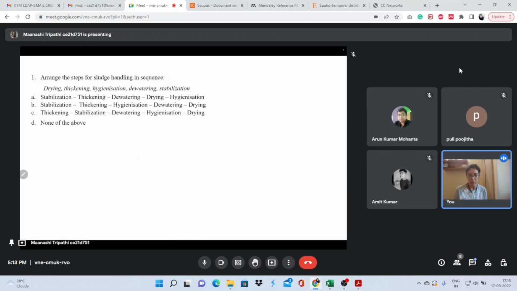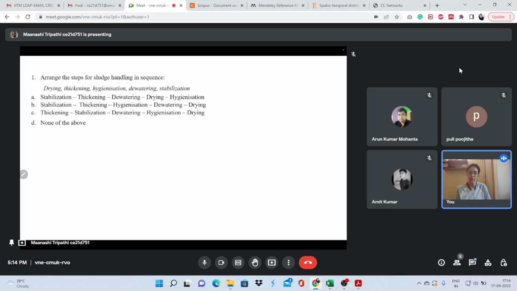So this is question number 1. Arrange the steps of sludge handling in sequence: drying, thickening, hygienization, dewatering, and stabilization. So what will be the steps? These are the basic steps we mostly use for primary and secondary treated sludge. So what are these steps? These steps are really important. We do not want to skip any.